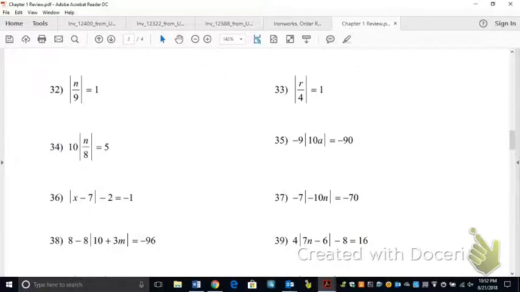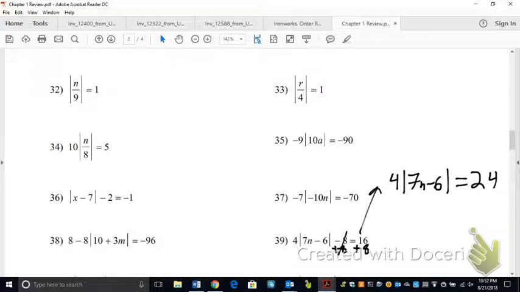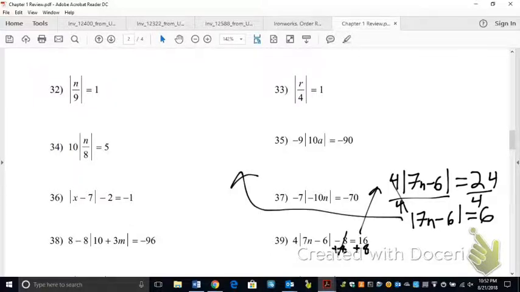So 39 is a little bit trickier. We have 2 operations that we need to get rid of before we have the absolute value all by itself. So we have that negative 8 and then the 4. Well, how do we move a negative 8 away from the variable? We're going to add 8. That's going to give us 4 times the absolute value of 7n minus 6 equals 24. Now we've got to get rid of that 4, so we divide by 4. And we end up with the absolute value of 7n minus 6 equals 6.